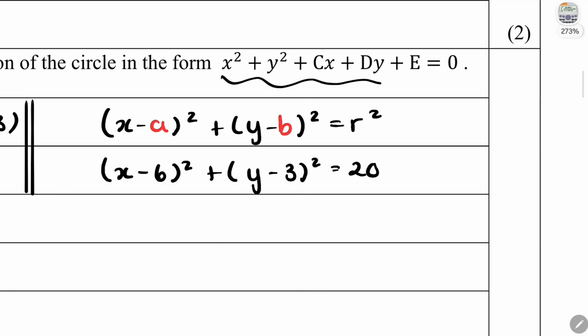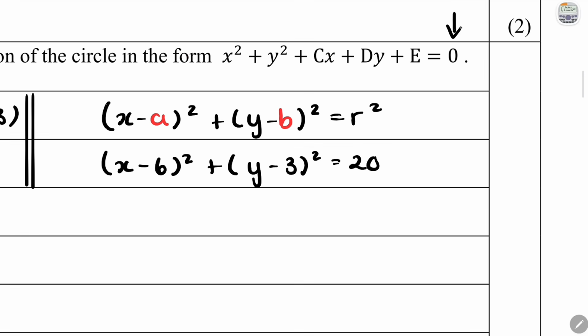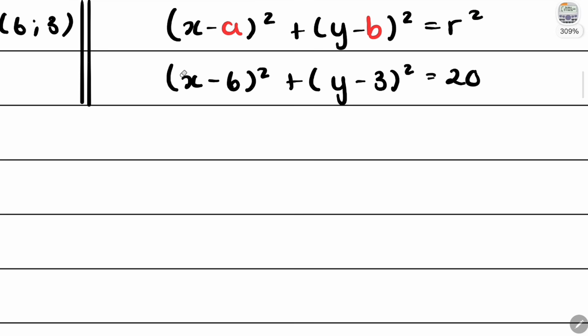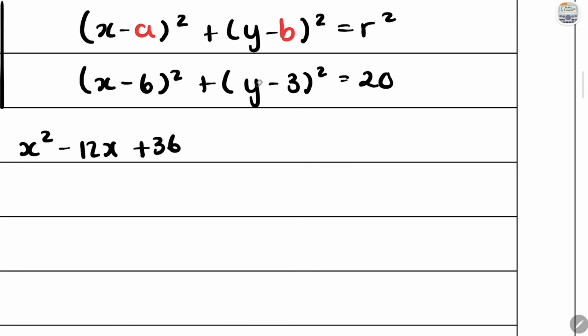But of course, they want us to distribute and simplify it and ensure that the right-hand side is equal to 0. So let's go ahead and distribute. We're going to say the first term squared, so that's x squared. Then the last term squared is positive 36. And then first term times second term is negative 6x times 2 is negative 12x. Again, same thing. First term squared is y squared. Last term squared is positive 9. And then first term times second term is negative 3y times 2 is negative 6y.